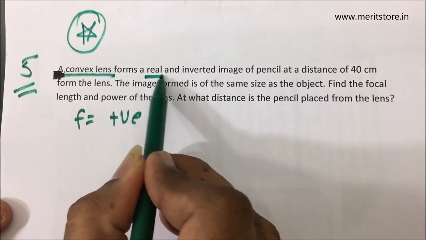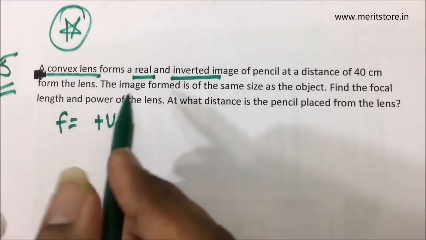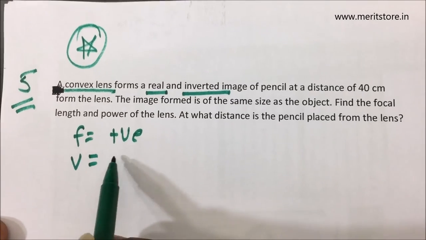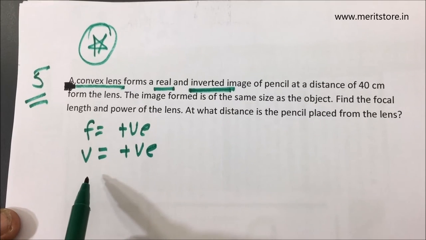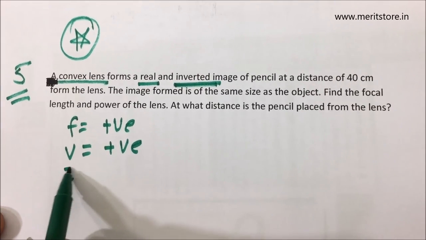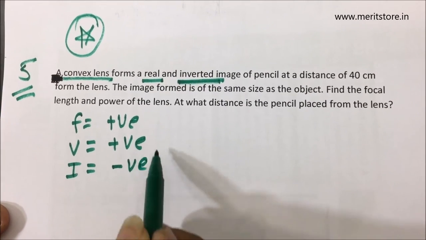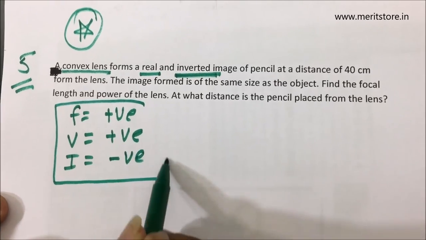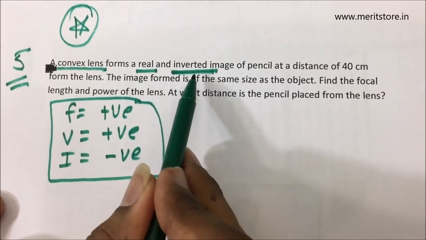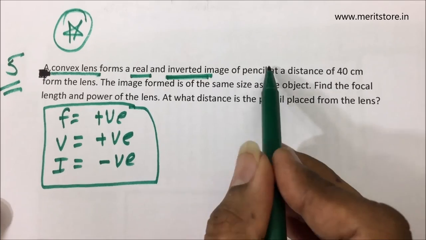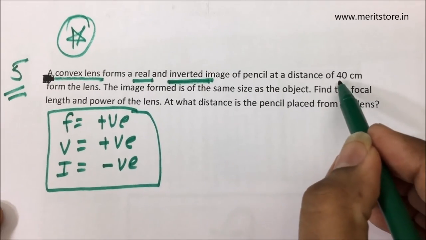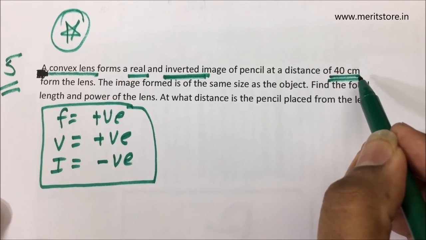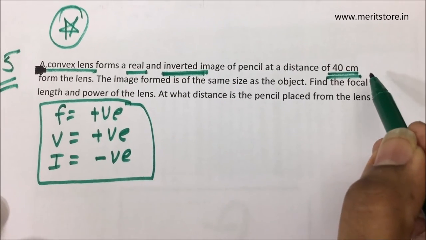It forms a real and an inverted image. So what does a real image mean? That V will be positive. What is an inverted image? It tells you that I is negative. This is the information that you are having from these three words. Of a pencil, that's your object, at a distance of 40 centimeters from the lens. So what is your 40 centimeters? Is it the image distance or the object distance?